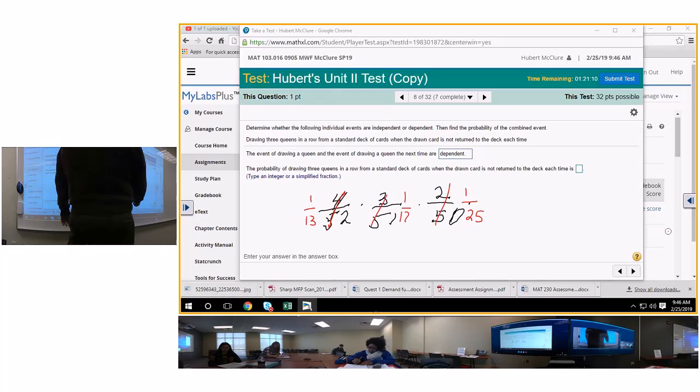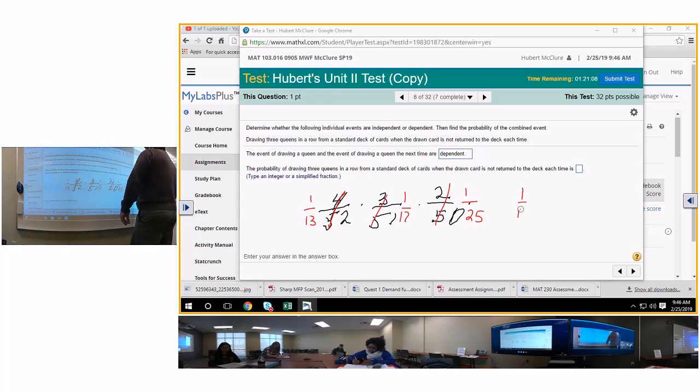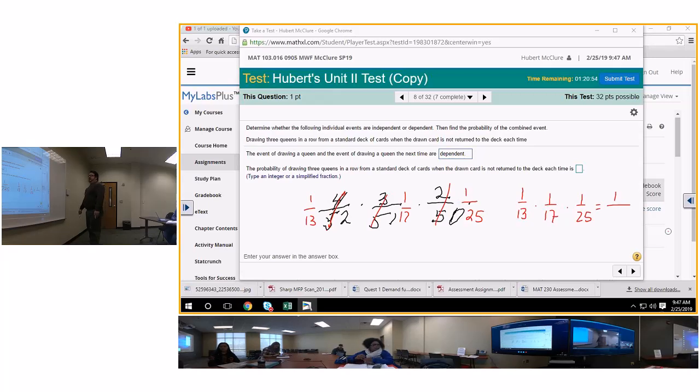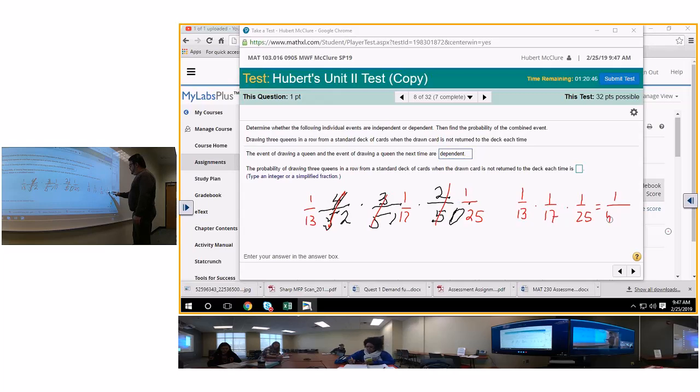So now we've got 1 out of 13 times 1 out of 17 times 1 out of 25. I'll do the top for you. Now you do the bottom. What's 13 times 17 times 25? 5,525. So that's the probability of success, isn't it? Yes. What's the probability of failure?